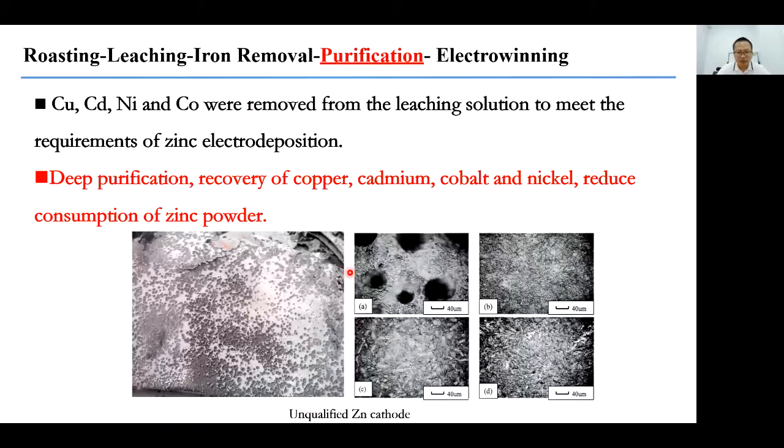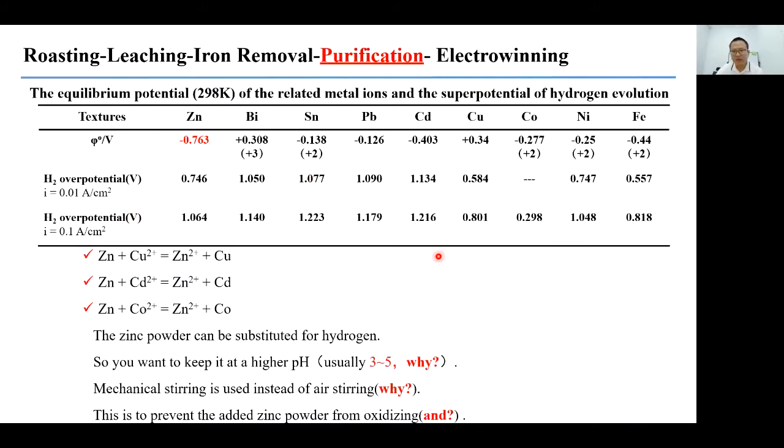So you see, if we are not doing the work well, we are getting unqualified zinc cathode. And if we take some SEM pictures, you can find some pores and some nodular crystals on the surface. They contain copper, cadmium, nickel, and they cannot be sold directly, and we are losing those valuable metals. And the mechanism is that we are using zinc powder to replace them. So zinc powder is used to substitute those ions in the solution, and we are producing those residues as cakes.